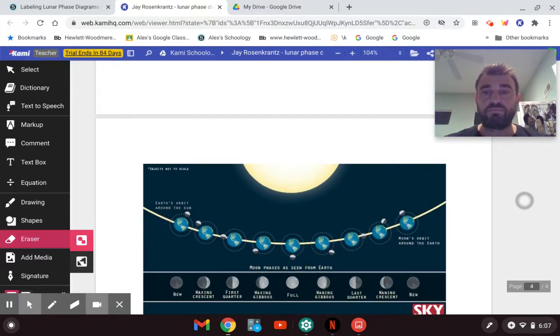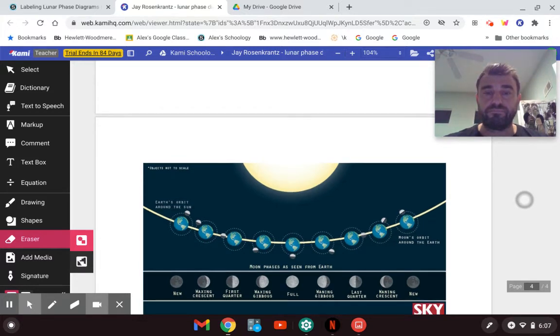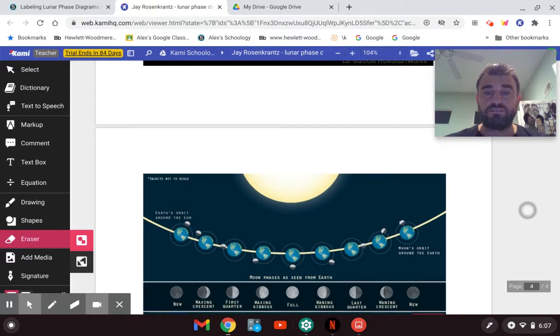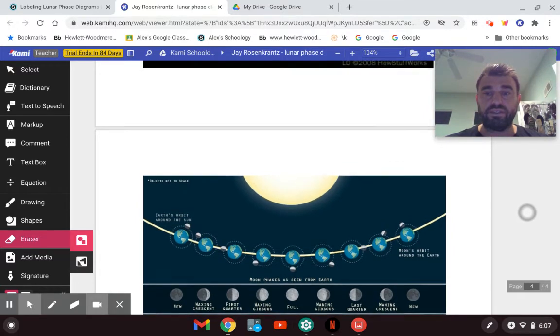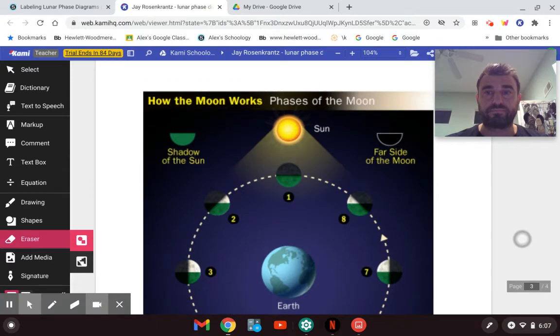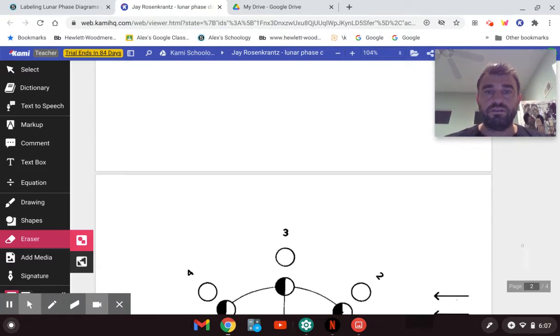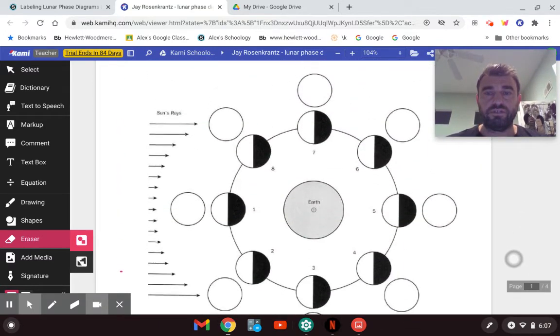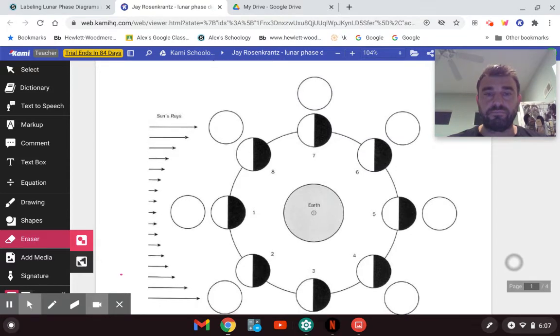So the final one is probably the most accurate in terms of what's really going on in space. Because it's not just the moon that's moving, Earth is also moving in its orbit in that same period of time. So let's look at the first one. The sun is on the left. So what this diagram is showing is the 8 different positions as the moon orbits around the Earth. And each position will represent a specific shape or phase that we see here on Earth.